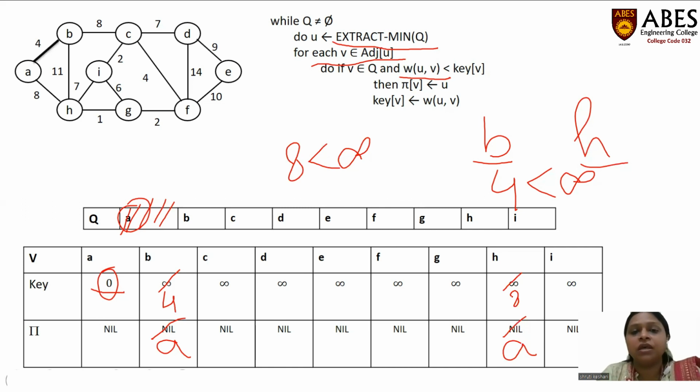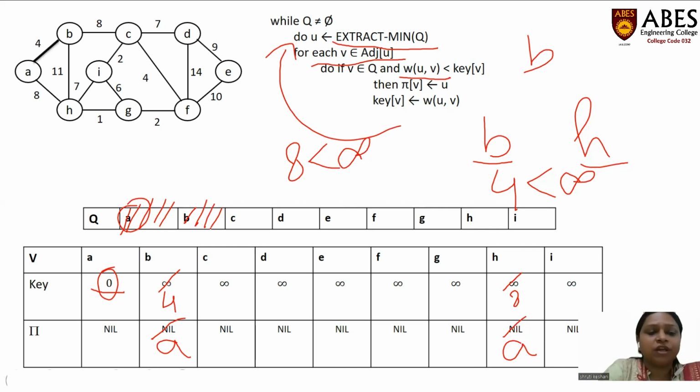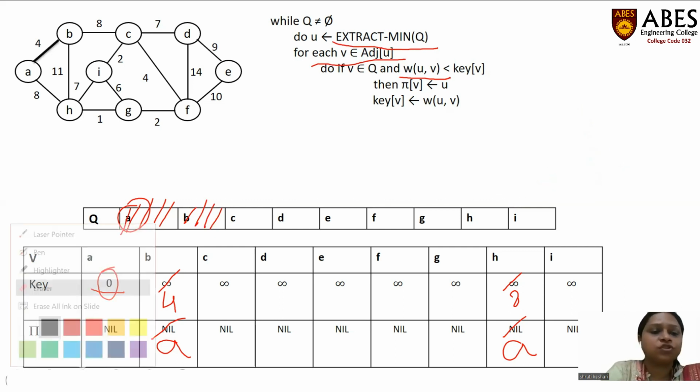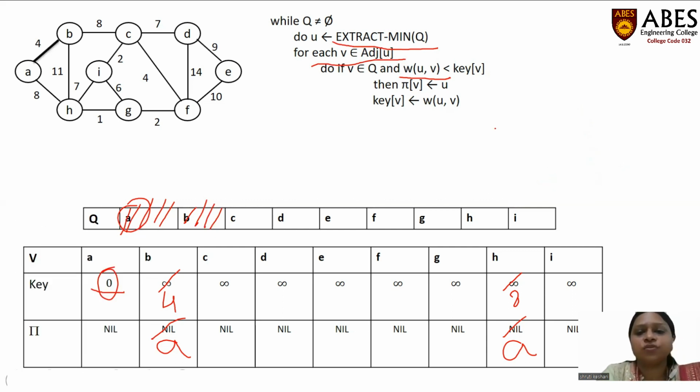Again, the loop moves to extract min Q, and then choose the minimum value. Here 4 and 8, and all others are infinity. So you will choose that 4. Now we're considering B, and B will get removed from the Q also. Now check the adjacent of B. If you are considering adjacent of B, then in that case there are two vertices again. First is your C and second is your H.